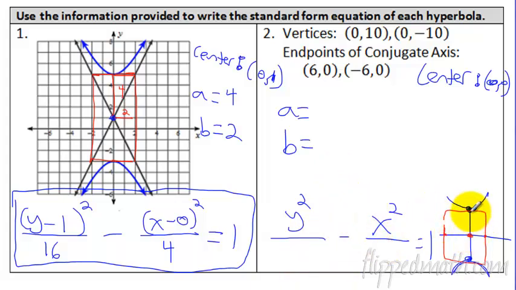The distance from the center to the top. We said that point was 0, 10, this one here. So that means the distance there is 10. So we can just put 100 for our a squared. See, a was a 10. And then what was the distance from the center to the edge here?